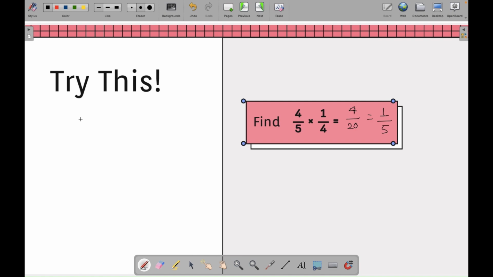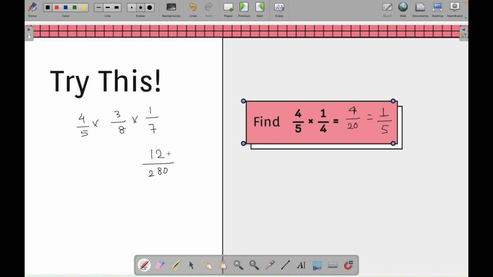Even if I have three fractions, say 4 by 5 multiplied by 3 by 8 multiplied by 1 by 7, I have to multiply them. Again, the steps remain the same. We first multiply the numerators. So 4 times 3 is 12, 12 times 1 is 12. 5 times 8 is 40. 40 times 7 is 280.